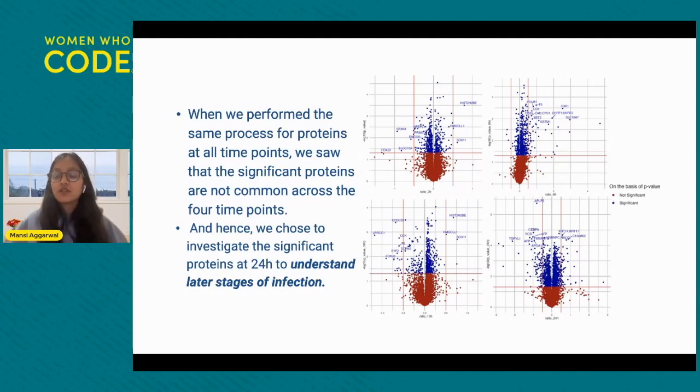That means that when the disease progresses, the reaction of the host changes. The initial onset of the disease is different from the progression of the disease. What I did for my project was I wanted to investigate the significant proteins at this time point to understand the later stages of infection and how the body reacts when the disease is a little stronger in the host cells.